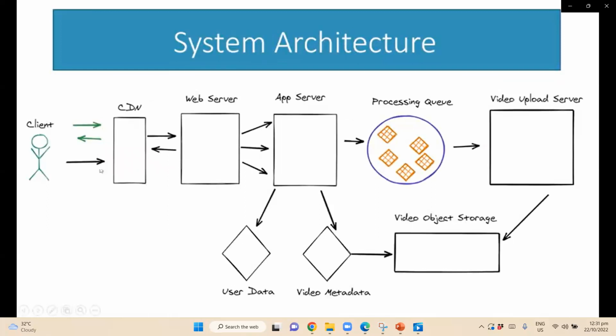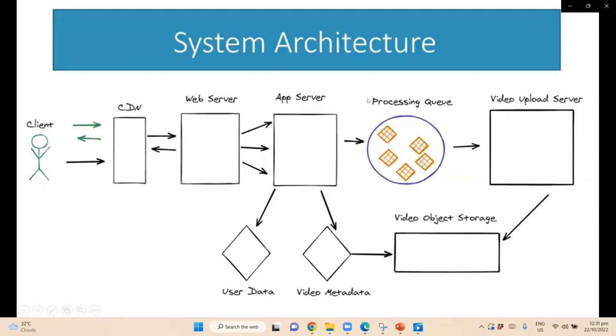You have your CDN. This is going to be where a lot of your most popular videos are being served from. You have our web server, which is going to act as basically a load balancer and distribute to our multiple app servers we have running in the background.